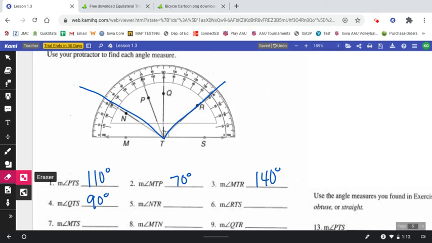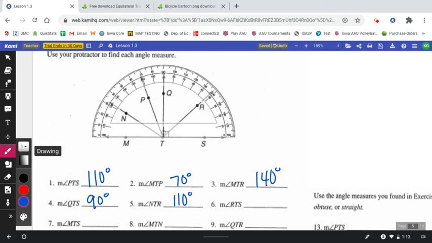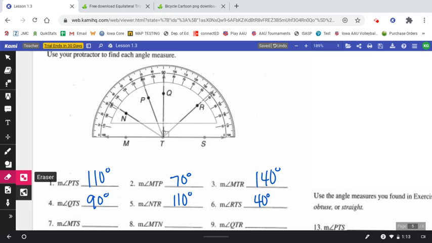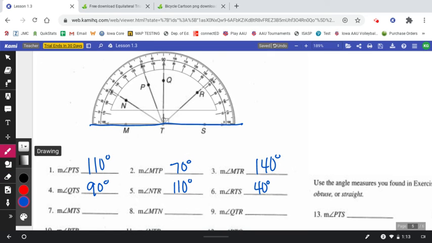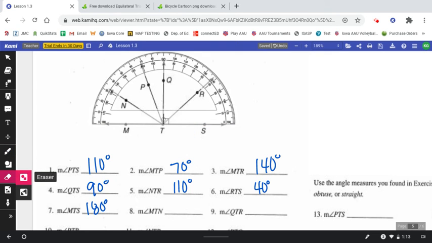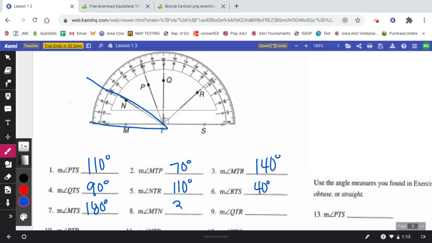Now this time it might take a little bit more work. I noticed that if I'm reading the outside numbers, N is at 30. Reading the outside numbers over here, R is at 140. And so if I subtract those two numbers, I get 110. The next one is RTS, which is small, so I'm reading the inside numbers, which is 40. The next one is MTS, 180 because it went straight across. The next one is MTN, which is small, so that's 30.